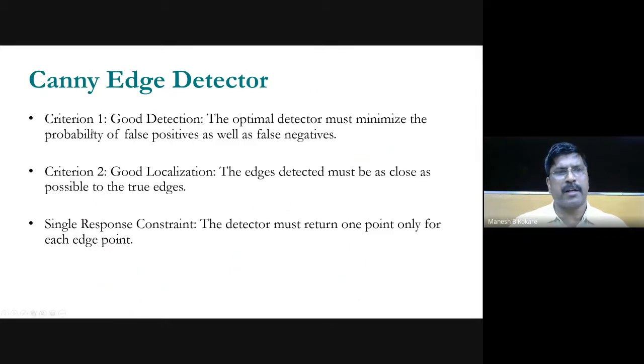For the Canny edge detector, criterion one is good detection: the optimal edge detector must minimize the probability of false positive as well as false negative edges. Second criterion is good localization: the edges detected must be as close as possible to the true edge. It should not be that numerous pixels are detected as the edge. Third criterion is a single response: it should not have multiple or too many responses. The detector must return one point only for each edge point.